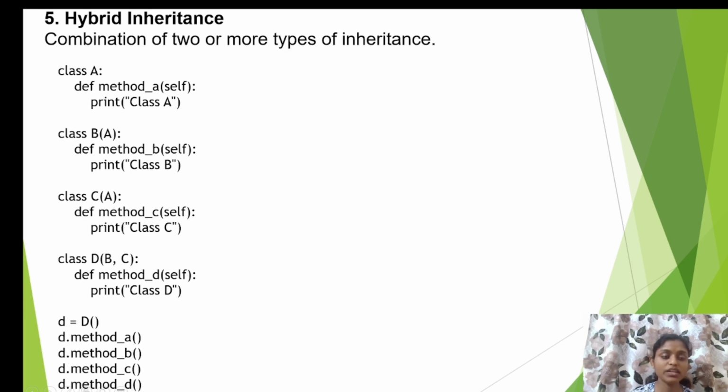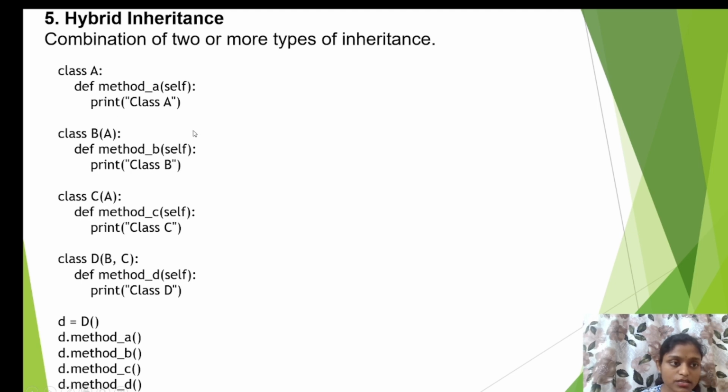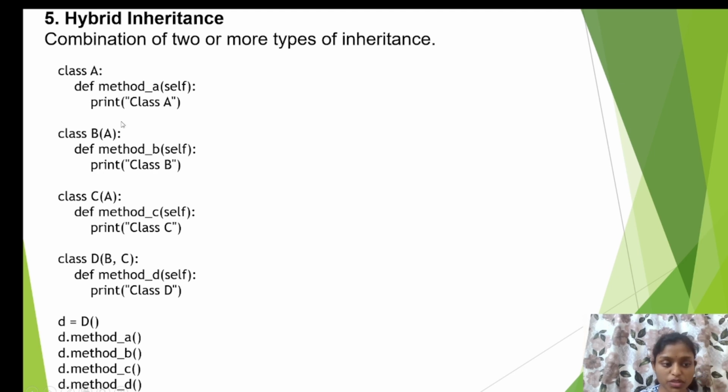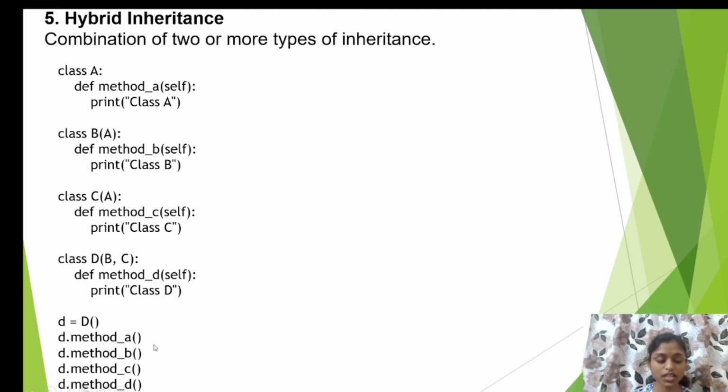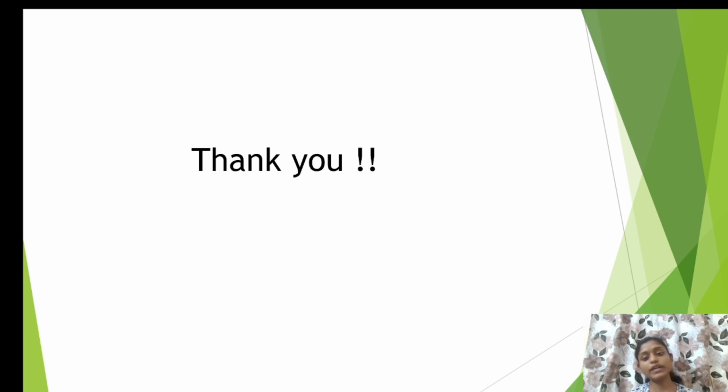Next, coming to hybrid inheritance, a combination of two or more types of inheritance is a hybrid inheritance. Simply, I created here class A with a method and printed class A, and next I created another class with the name B, and this B is inherited from A, and here this is C. I also created C, which is inherited from A, and I created class D which is inherited from B and C, and I created methods and also called A, B, C. I hope it is clear for you.